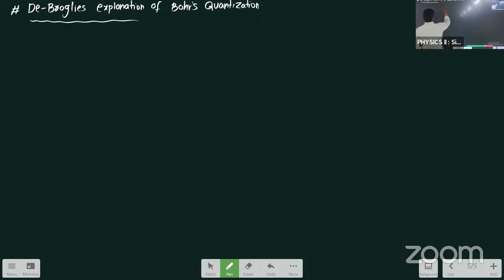De Broglie's explanation of Bohr's quantization rule.